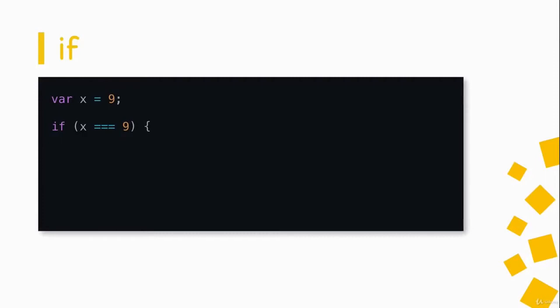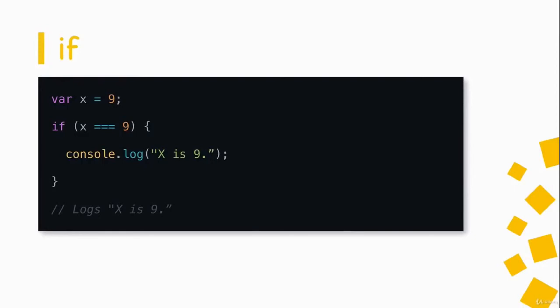So in this case, we're defining if, and then inside the parentheses, we're saying x is strictly equal to 9. And then we're starting the pair of curly braces. And inside the curly braces, we're logging to the console the string x is 9. So console.log x is 9. And then we end the pair of curly braces. And the result of this code is we get the string x is 9 logged to the console.